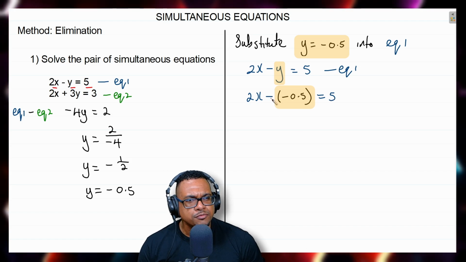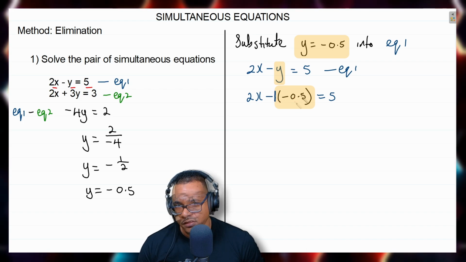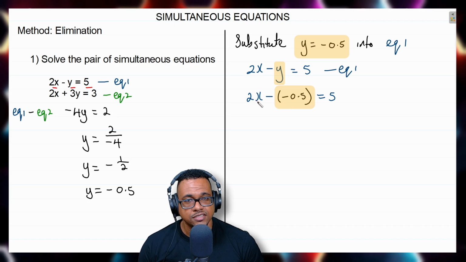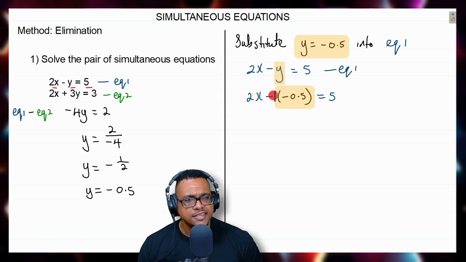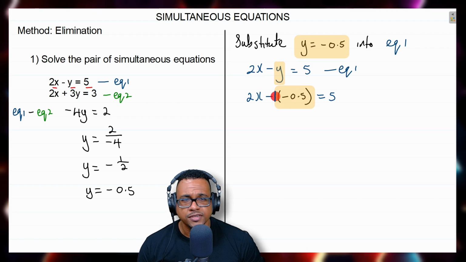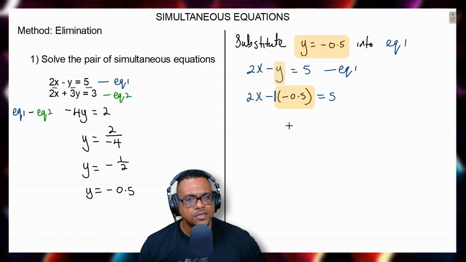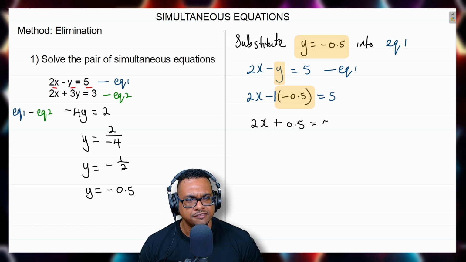So now this means, remember, this negative out here means negative 1. So we have negative 1 multiplied by negative 0.5. So negative by negative is a positive, so you can look at it like that and just get 2x plus 0.5. Or you could say negative 1 by negative 0.5. Again, two negatives are positive and 1 by 0.5 is just 0.5. So either way, you're going to get 2x plus 0.5 is equal to 5.